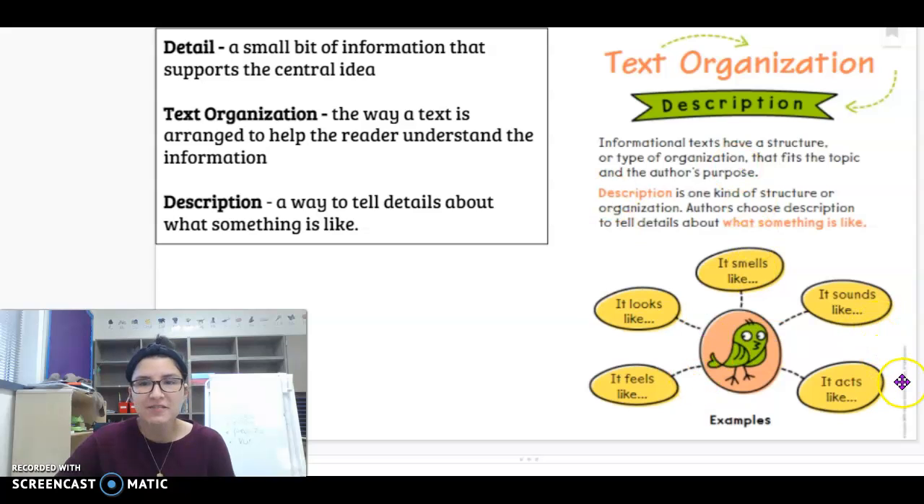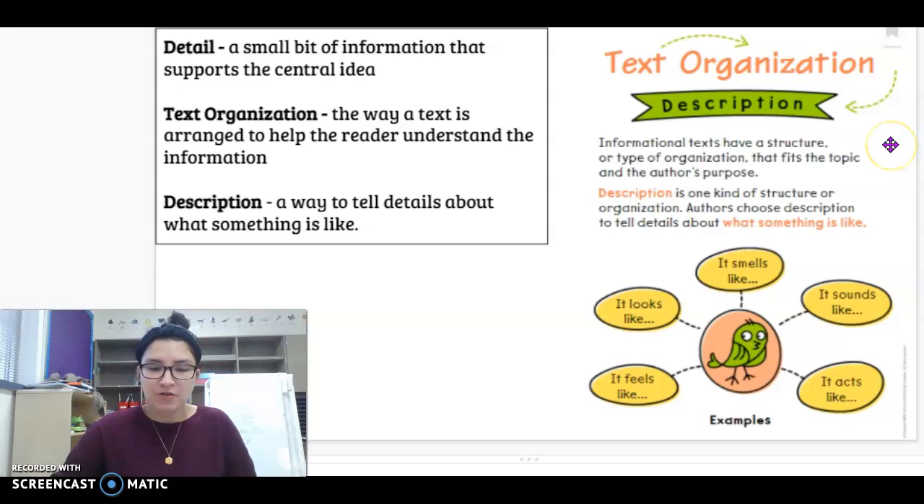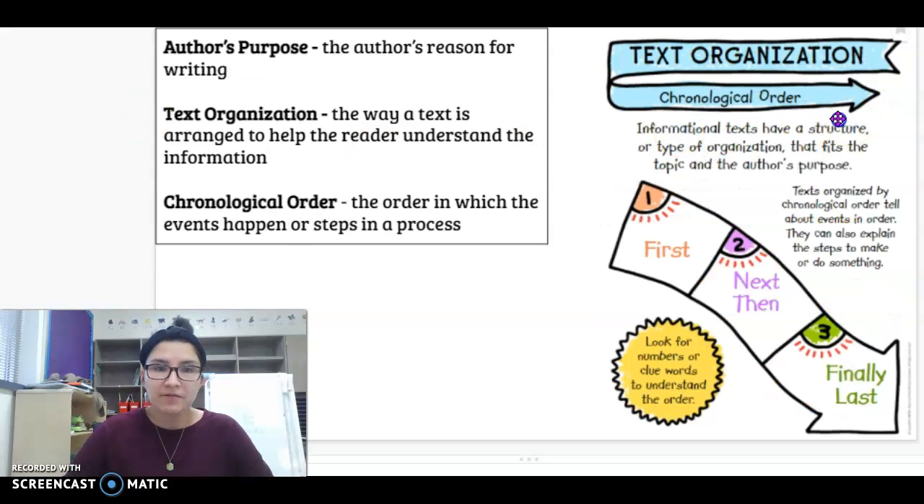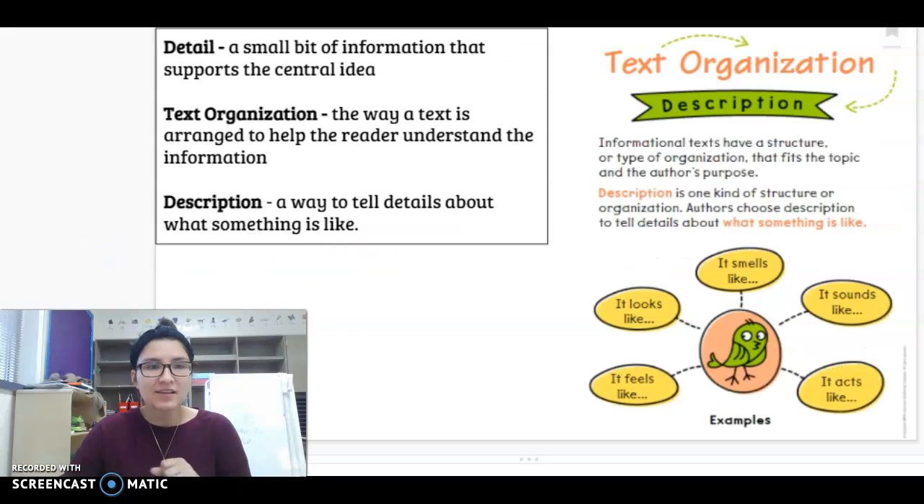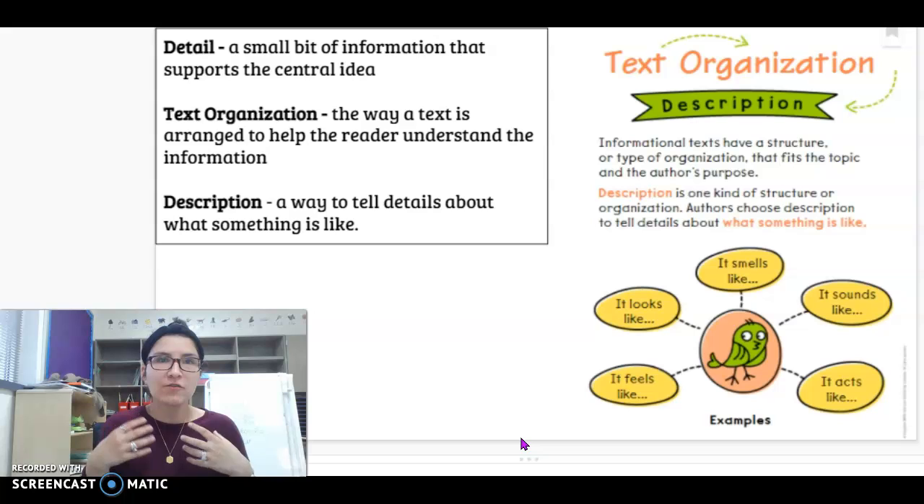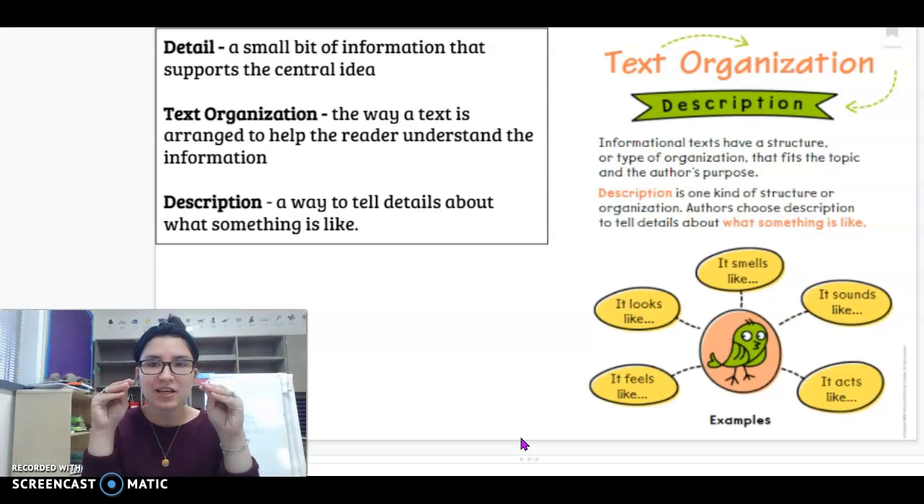Hi there, for today's video, we are going to be focusing on text organization with description. Remember, text organization is the way the author organizes the story that they wrote. Sometimes they write it focusing on chronological order, first, next, then last, and sometimes they focus on description, trying to have you focus on your five senses. Remember, hearing, seeing, smelling, taste, and touching.